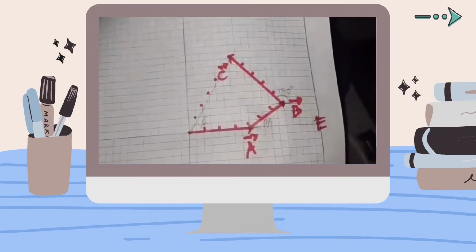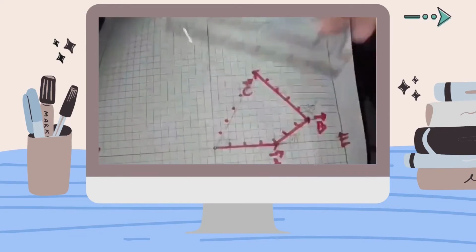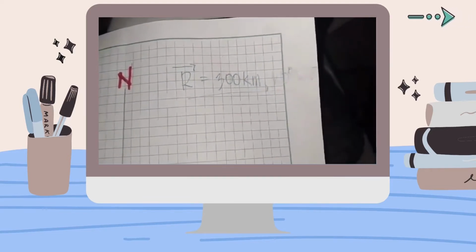And for our direction, we have used this protractor. It's 60 degrees north of east. That's it.